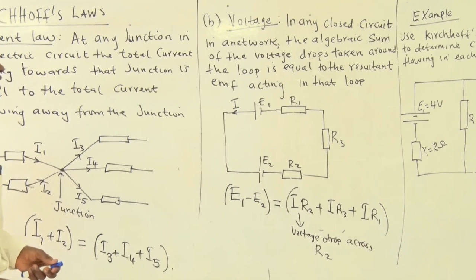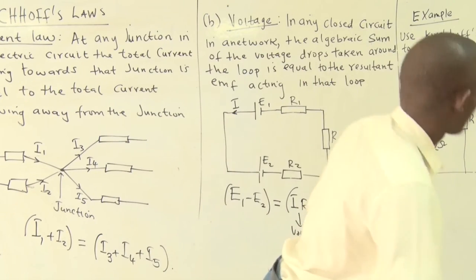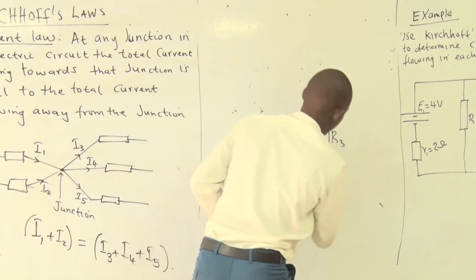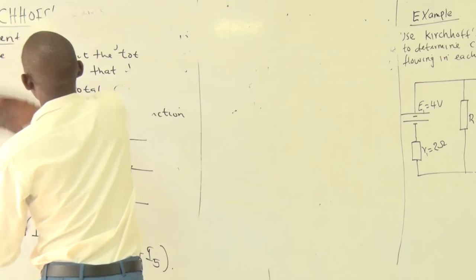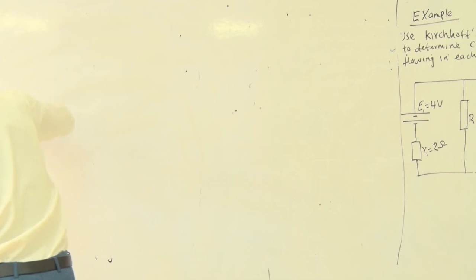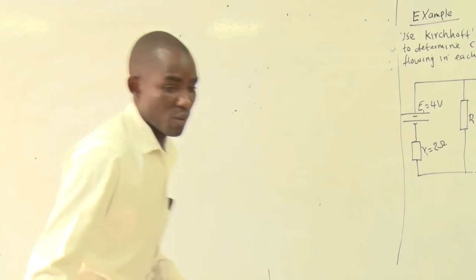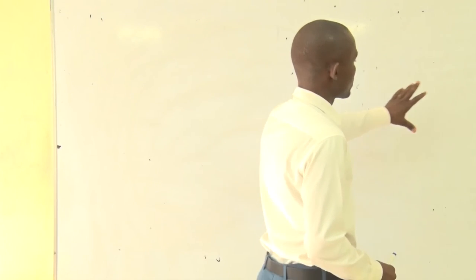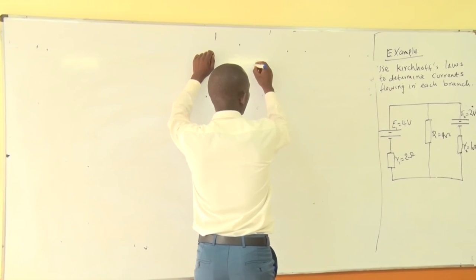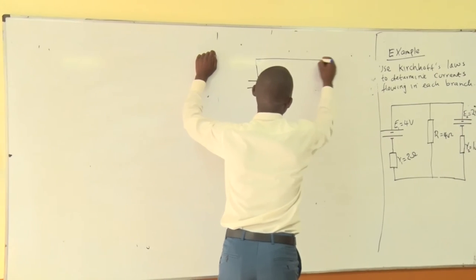So now that one takes us to applying the two laws that we have learned to be able to solve this particular example. The first thing we will do is repeat drawing this diagram and indicate the direction. So the first step will be to draw the diagram as it is, and then we indicate our directions.